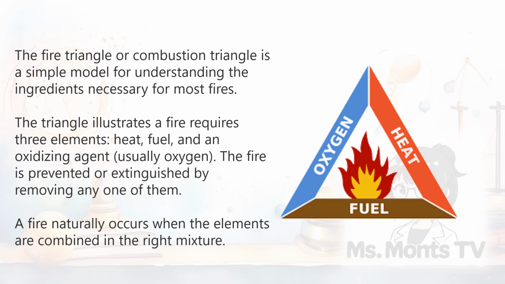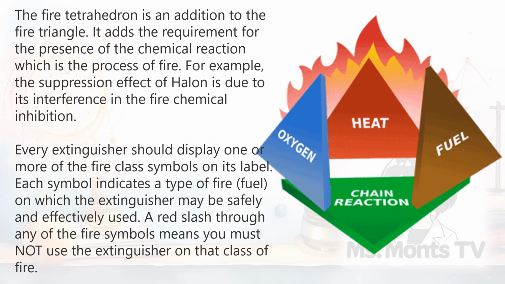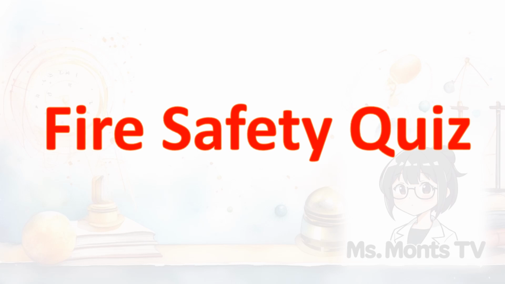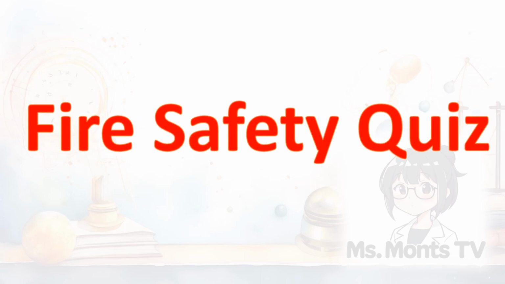This is a fire triangle. A fire triangle or a combustion triangle is a simple model for understanding the ingredients necessary for most fires. So we have heat, fuel, and oxygen. This is a fire tetrahedron. It's an addition to the fire triangle. It adds the requirement for the presence of a chemical reaction. Let's now go to the fire safety quiz.